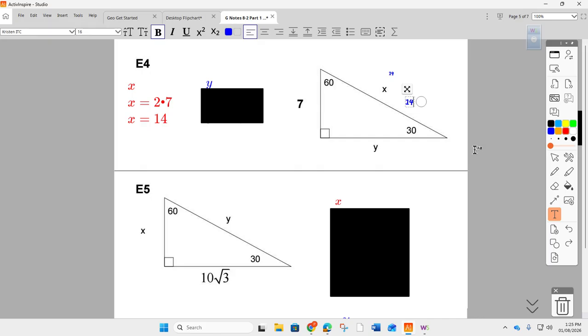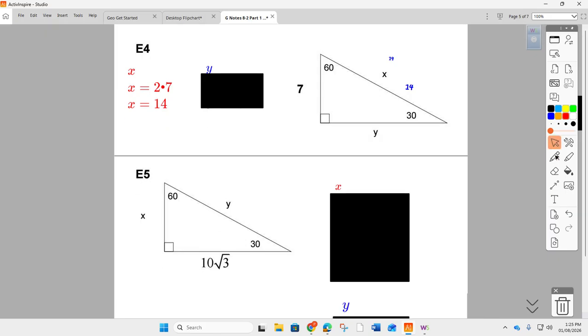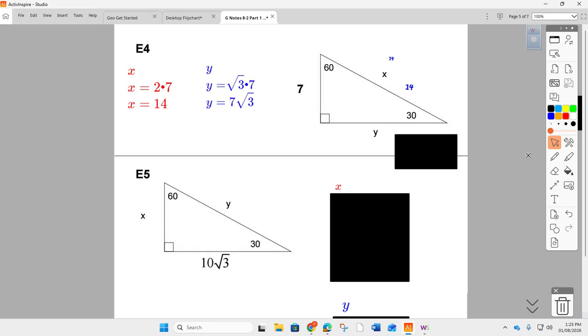All right. Now, the long leg. What is the relationship between the long leg and the short leg? Times square root 3. So square root 3 times 7, or 7 times square root 3, gives us 7 square root 3.